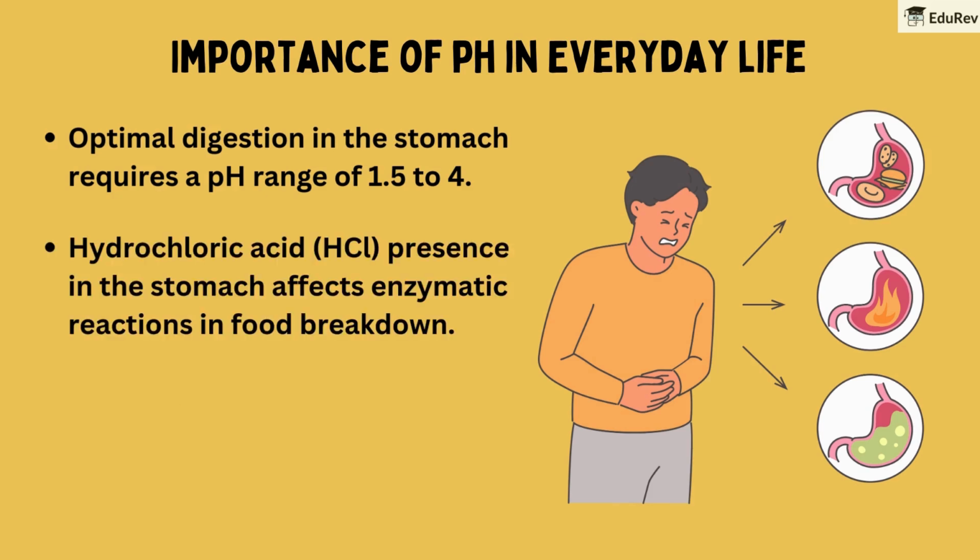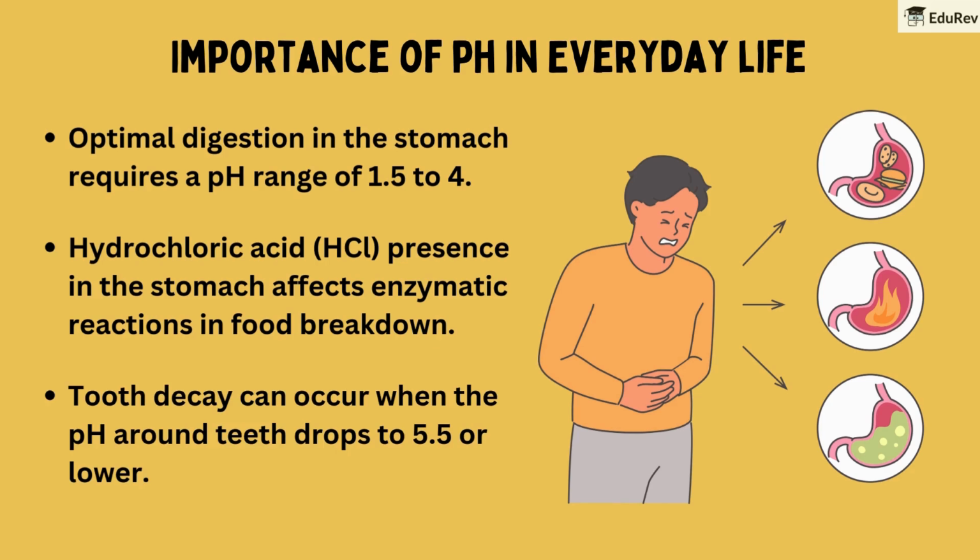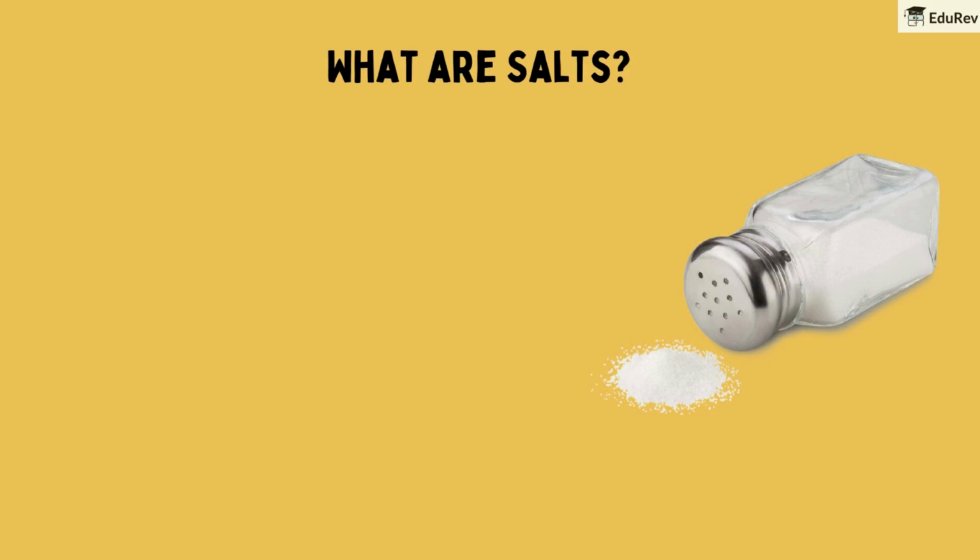Hydrochloric acid, HCl, presence in the stomach affects enzymatic reactions in food breakdown. Tooth decay can occur when the pH around teeth drops to 5.5 or lower. Let us now see what are salts.